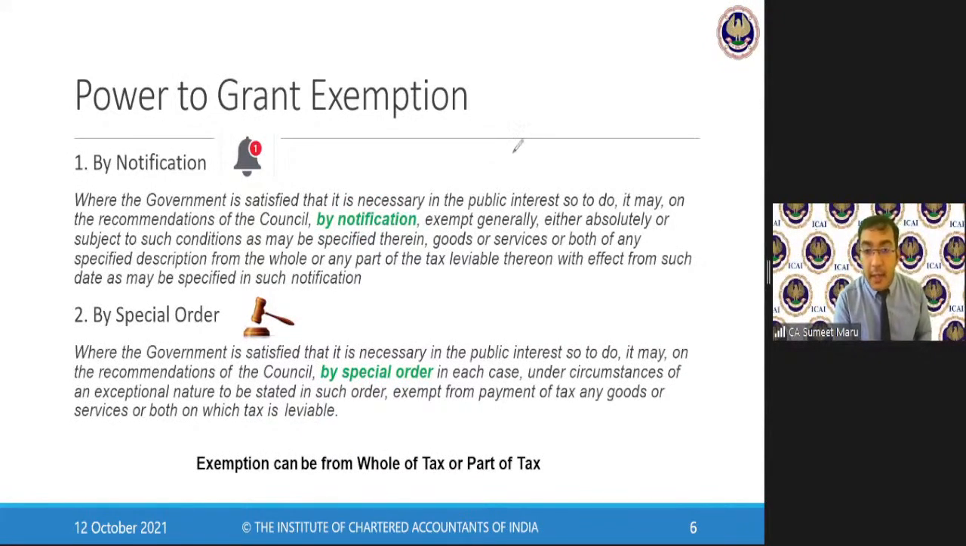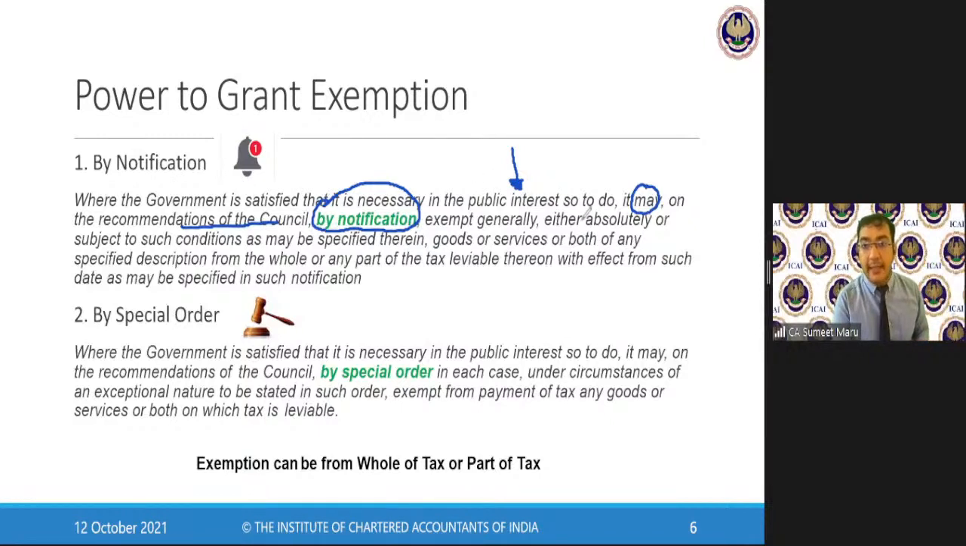Yes, in public interest, the first thing you have to highlight here. It may, again, the final decision is upon the government, on the recommendation. This recommendation is very important. Once the recommendation is received, only then will the government go further. By notification, exempt. Now, the first type: how they can give a notification update to all people.